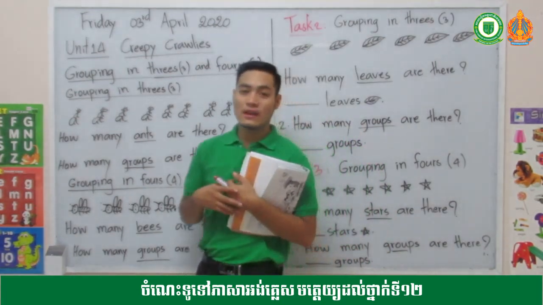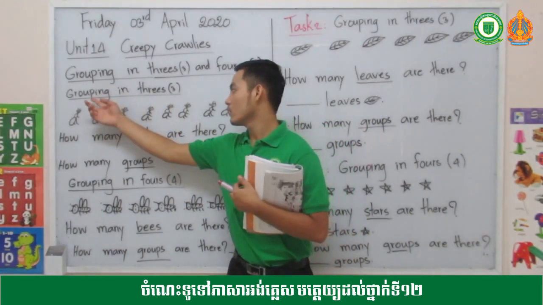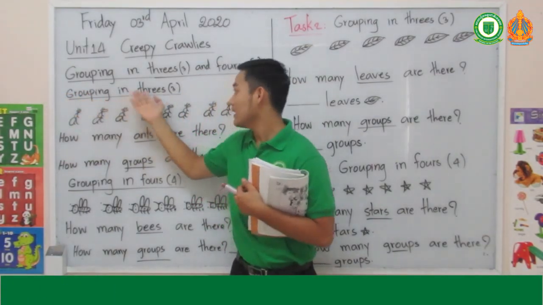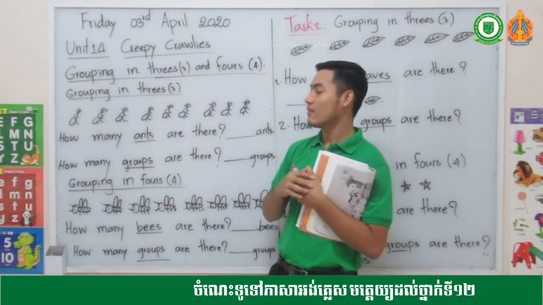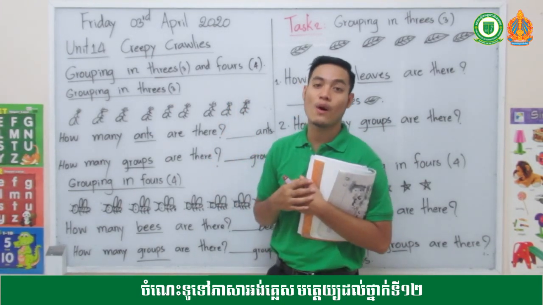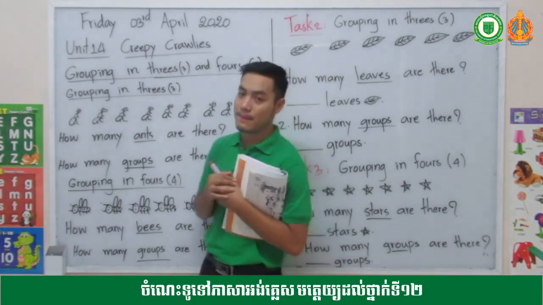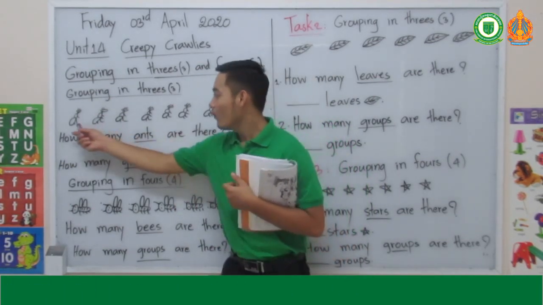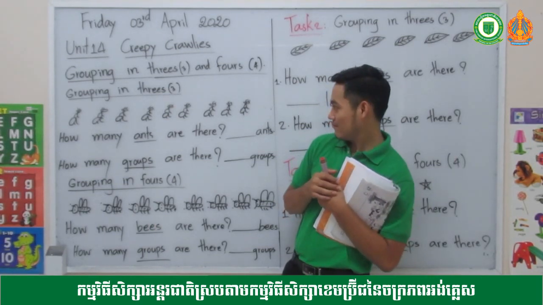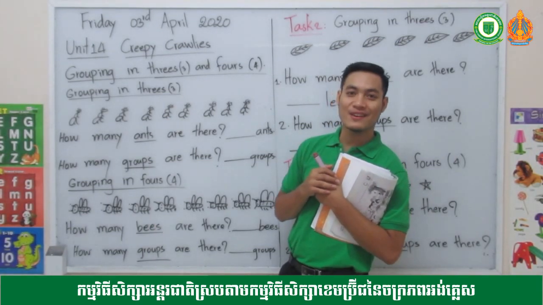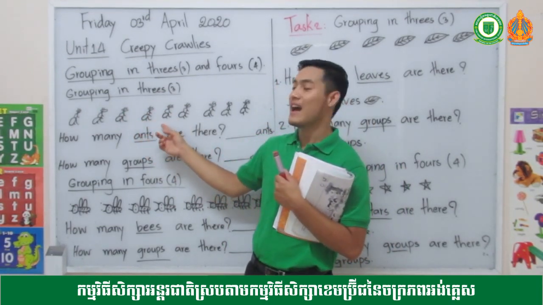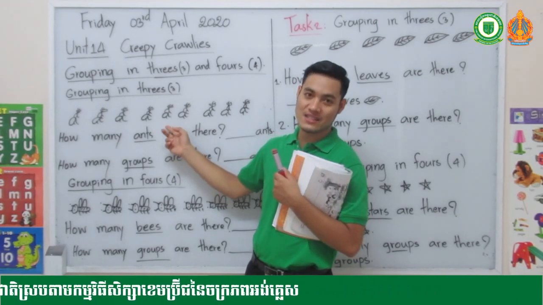Okay, now we're going to do part B, which is about grouping in threes. Grouping in threes means that one group has 3 things or objects. So now we go to the example together. What are these? Can you tell me what these are? Tiger? Lion? No, they are ants. Okay, read together. Ants. Ants.